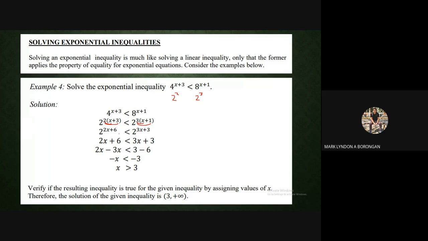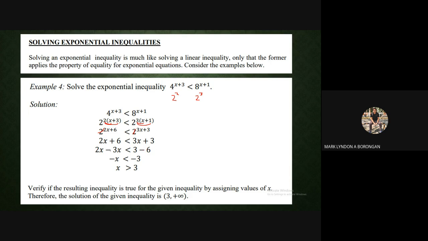Now, since you have the same bases, you can eliminate or disregard them. So you are left with 2x plus 6 is less than 3x plus 3. Now, in solving for x, we have to transpose the like terms. So you have 2x, our 3x we will transpose, we'll have negative 3x. Our 6 here we transpose to the other side, making it negative 6.